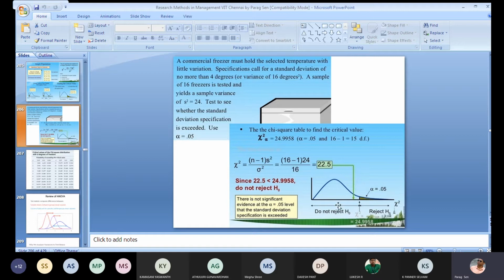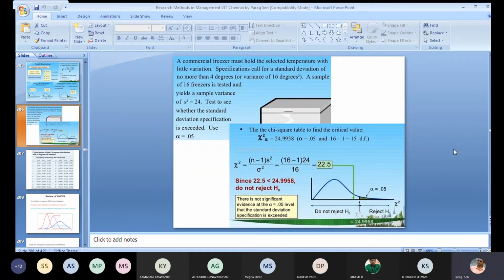So you cannot reject your null hypothesis, and you can say that there is not enough evidence to accept the research hypothesis. So you can conclude about these populations that you cannot say they are the same, but at least there is not enough evidence to reject it.